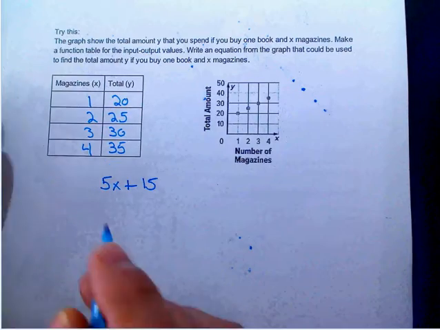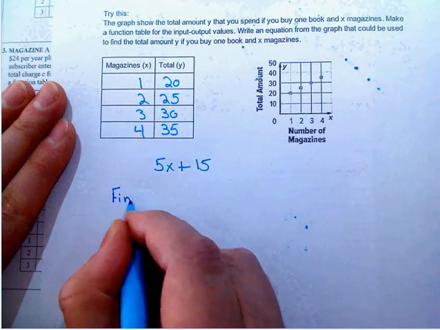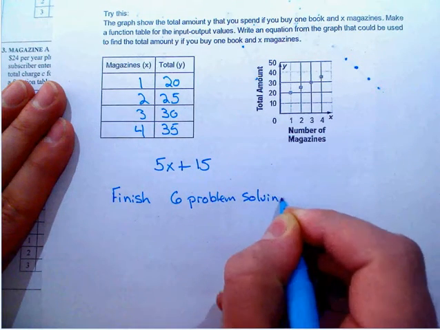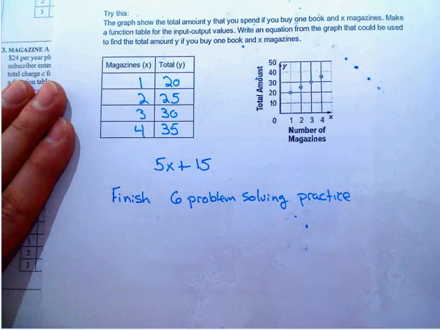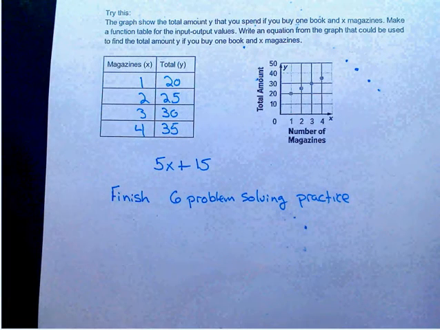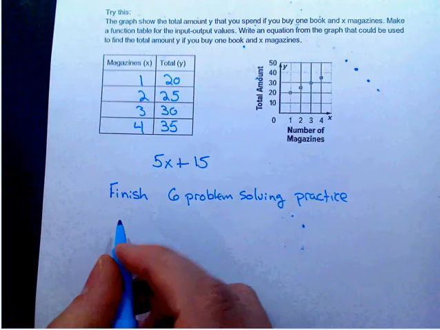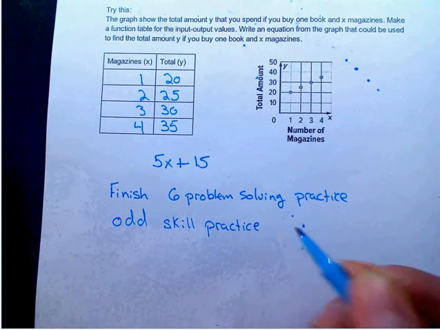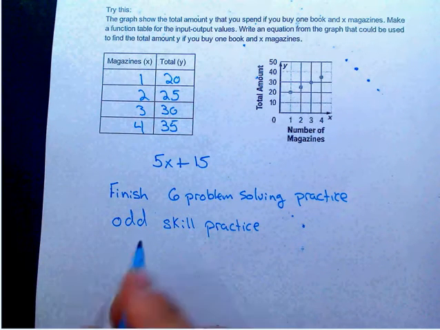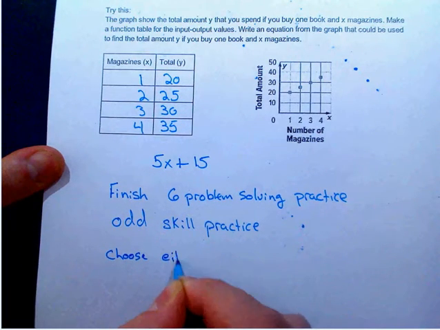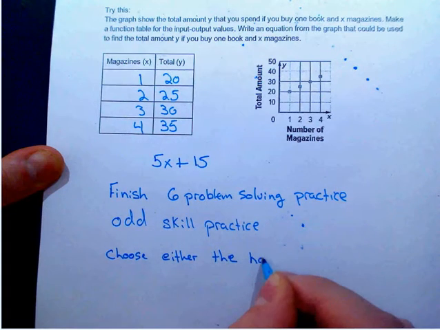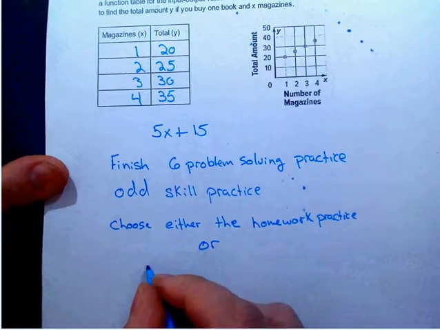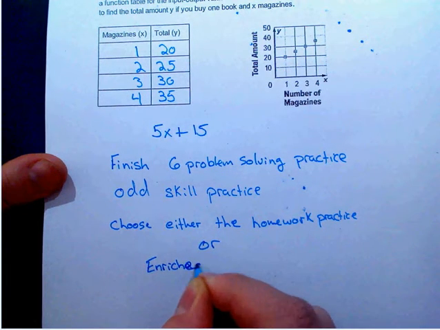Okay, what you're going to need to do right now is finish the following things. The 6 problem-solving practice, as well as the odd skill practice. And once again, choose either the homework practice or the enriched. All of them for homework.